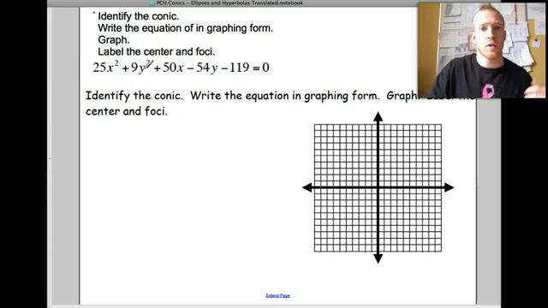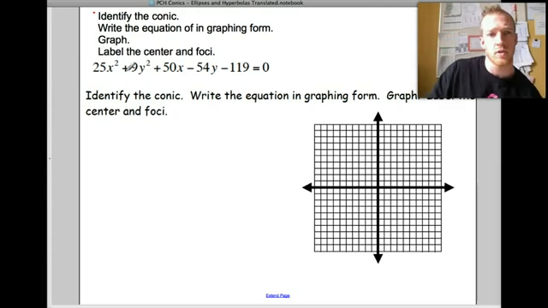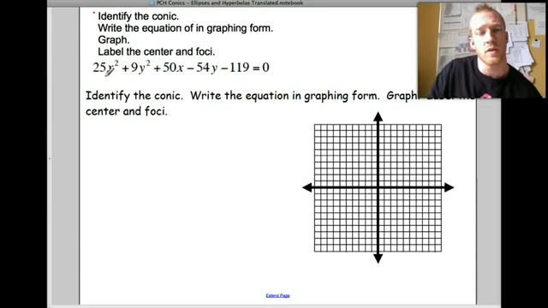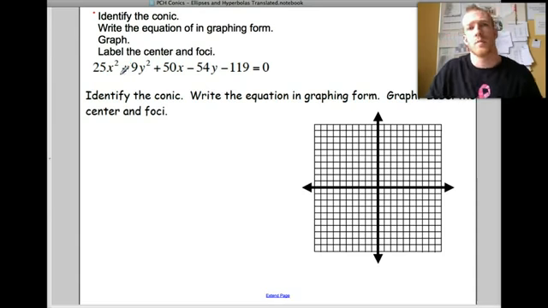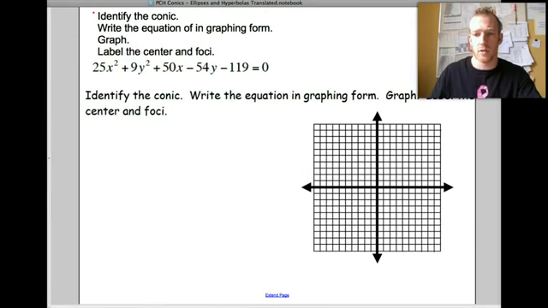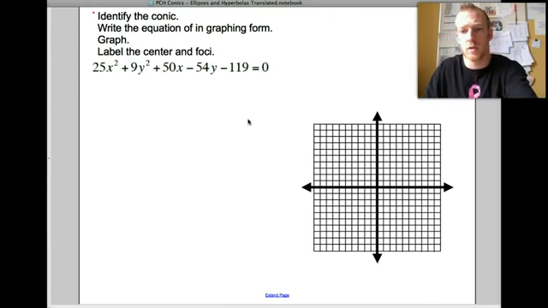So notice the x squared and the y squared are both positive. Since they're both positive, that means it's going to be an ellipse. You'd have to have a negative for it to be a hyperbola. If there was a 25 and a 25, and x squared and y squared were both being multiplied by the same factor, then it would be a circle, with a center obviously not at the origin because of these other terms. But this is going to be an ellipse.